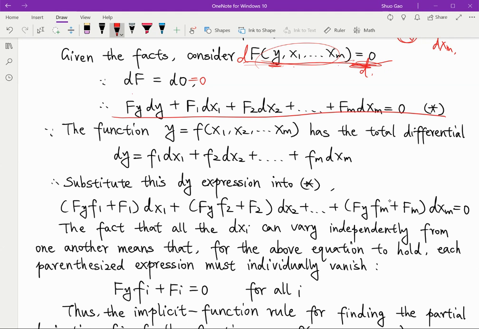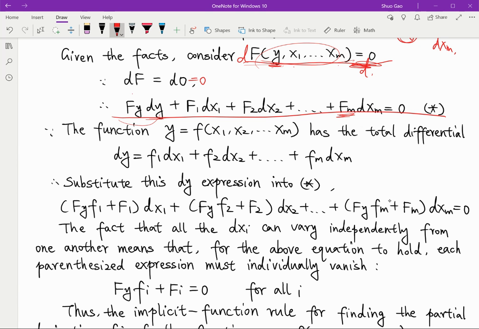So if you write the total differential of the big F expression, it looks like this. Fy means the partial derivative of the big F with respect to y, times dy, and then plus F1, which is the partial derivative of the big F with respect to x1, and then Fm means the partial derivative of the big F with respect to xm. Right, so the summation of all those terms equals 0. We just talked about that in the last chapter, in the previous videos.